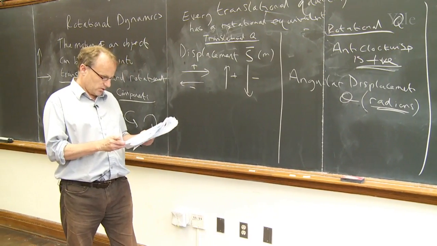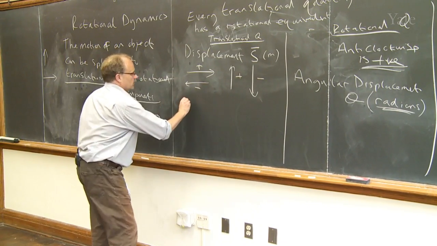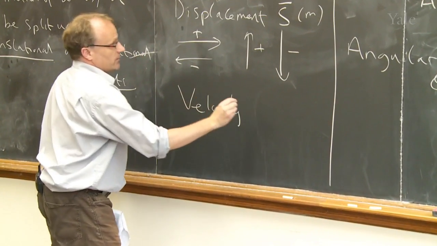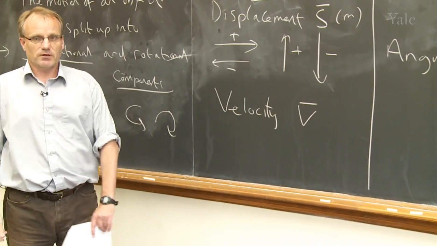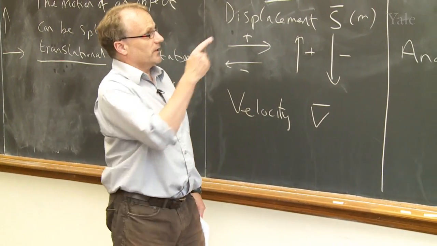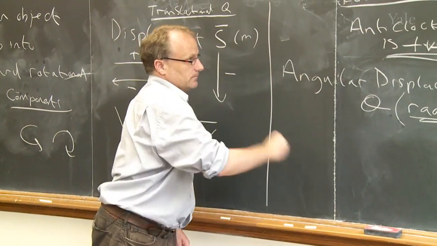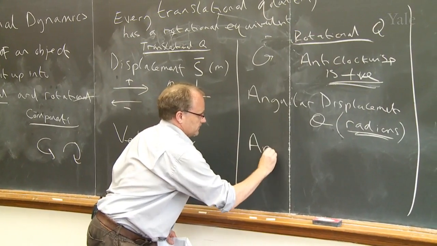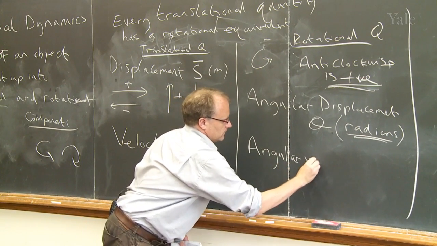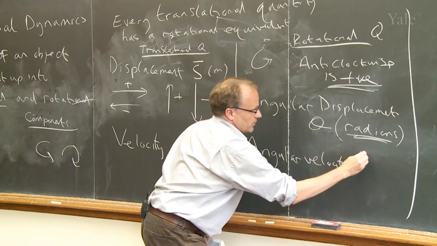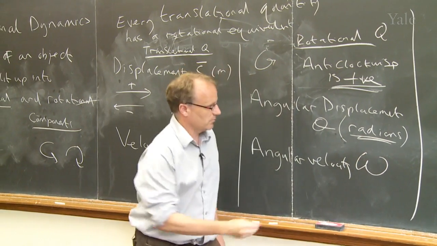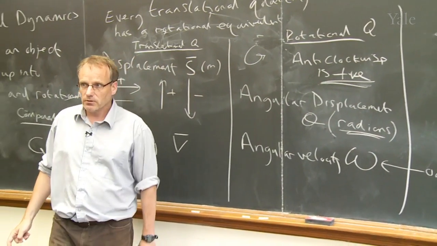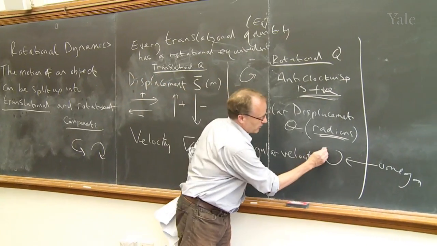Okay. So another quantity in translational motion is velocity. And typically we have the symbol V for velocity. V equals U plus AT, etc. In the rotational case, for things spinning, we have this quantity called angular velocity, and we use the symbol omega. Now this is omega. It looks like a W, but it's actually got these curly ends here.